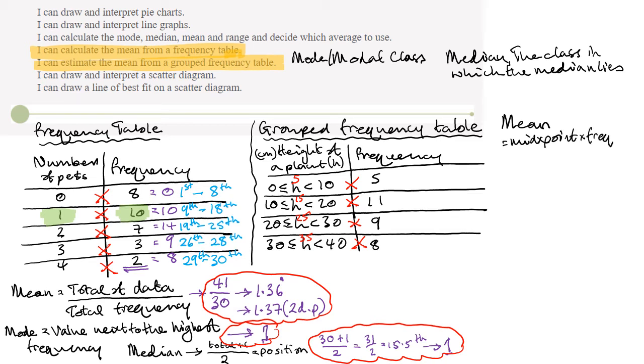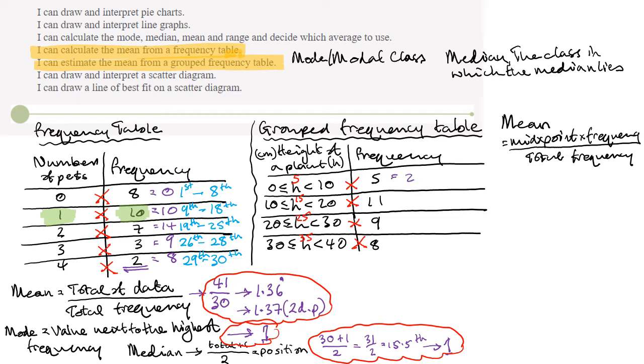And we want the total. That will give us the total of the data. And we divide that by the total frequency. Total frequency. So my calculation is going to be, well, let's write them down.